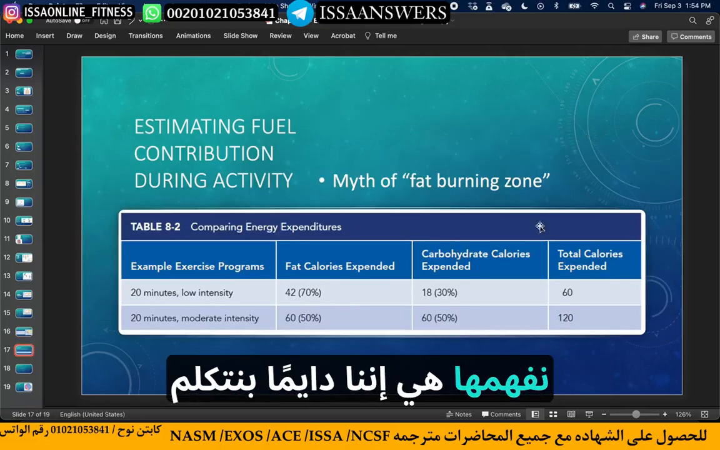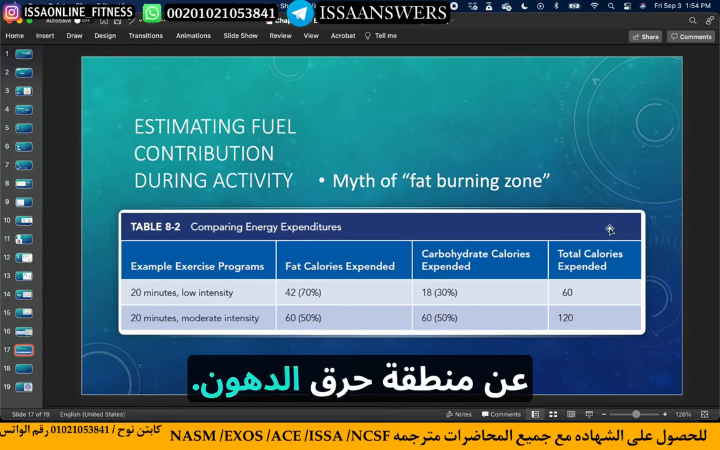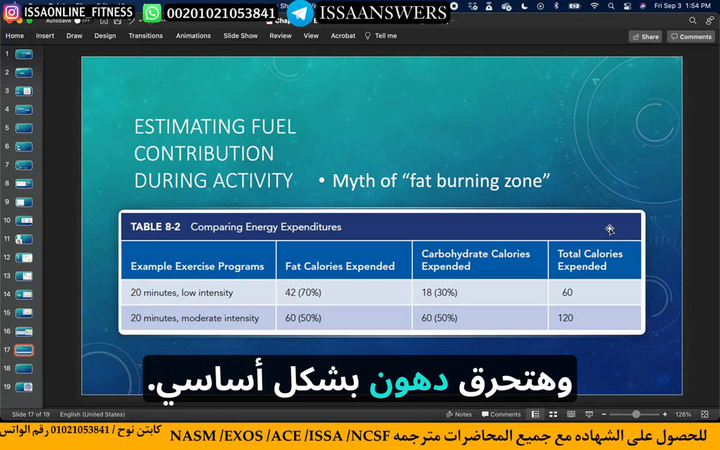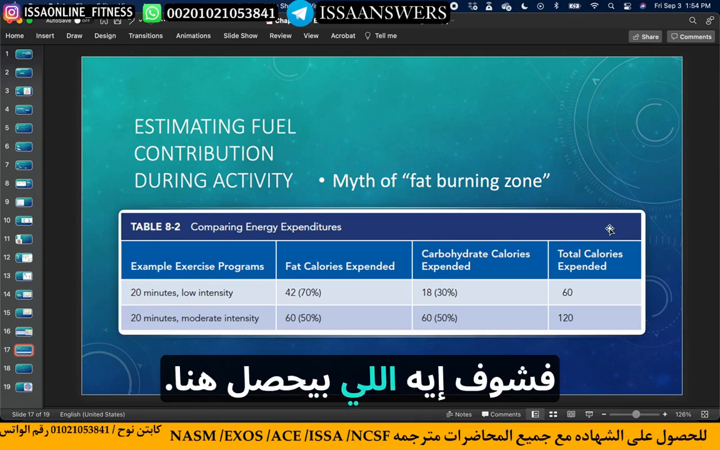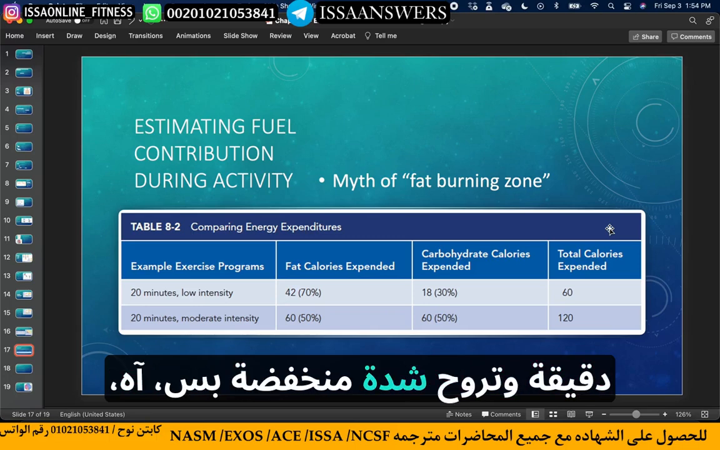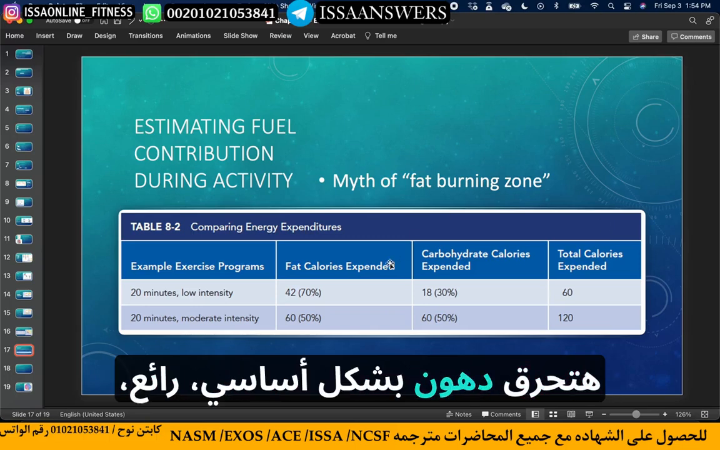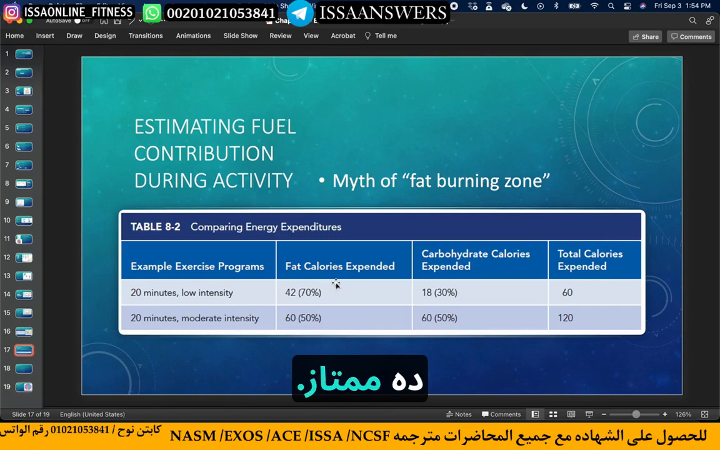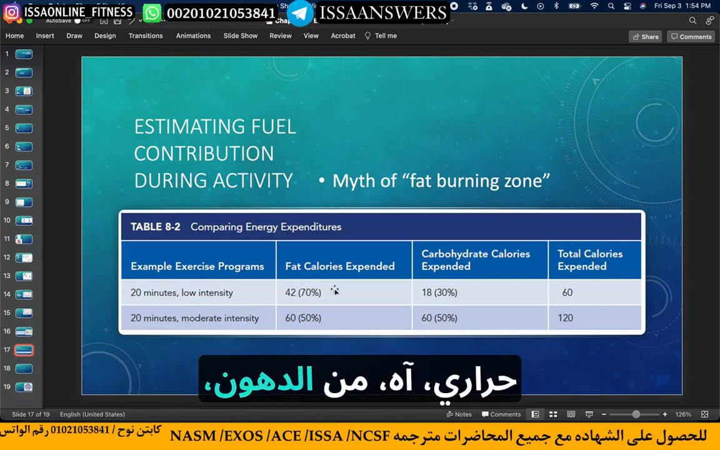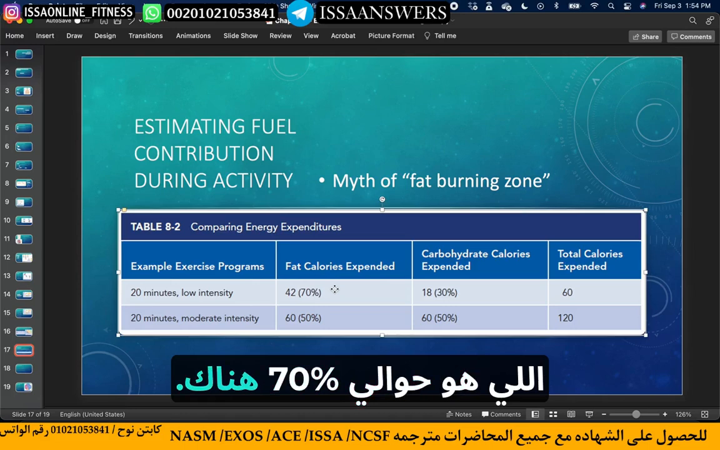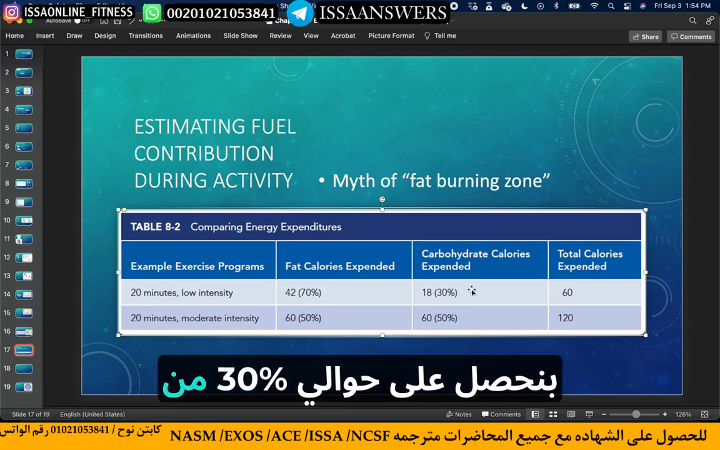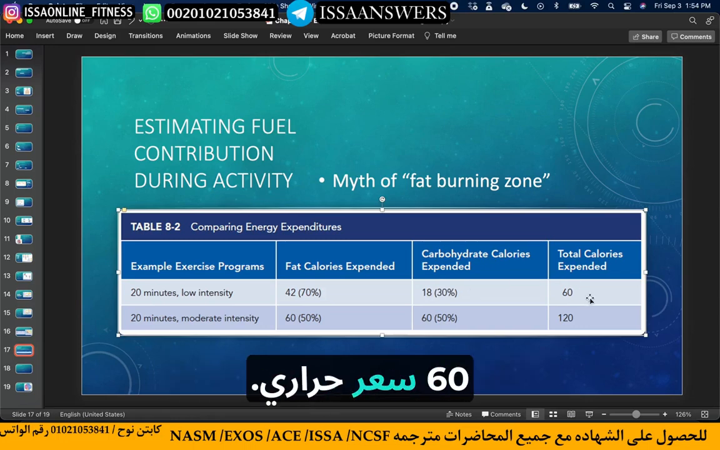One of the things we want to understand is that we're always talking about the fat burning zone. And typically when we talk about the fat burning zone, we're talking about low intensity where you'll burn predominantly fat. So look at what happens here. If you were to take a 20-minute workout and go low intensity only, yeah, you're going to be predominantly fat burning. Great, that's awesome. But understand that you're only burning 42 calories from fat, which is about 70% there. That's great and all, but again, we're getting about 30% from carbohydrates for a total of about 60 calories.